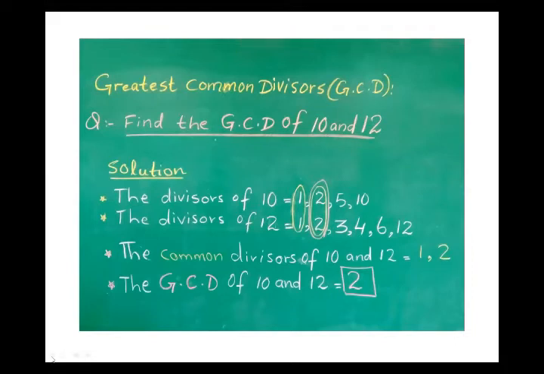Now we find the greatest common divisor. The common divisors we have are 1 and 2. We pick the greatest between these two numbers. Here we see that the greater of 1 and 2 is 2. So we consider this 2 as the greatest common divisor of 10 and 12. So you can understand what common divisors are and what the GCD is.